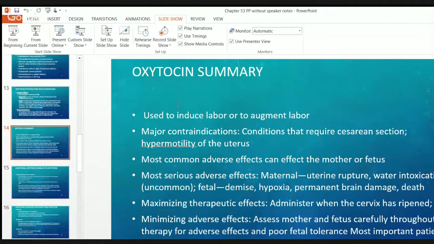There is a patient safety alert because oxytocin can cause maternal and fetal death, most commonly associated with administration of too much of this medication. So we've already talked about some of those adverse effects. And when we want to maximize the therapeutic effects, we need to make sure that we titrate the dose upward slowly so that we can monitor mom as well as baby in regard to minimizing effects.